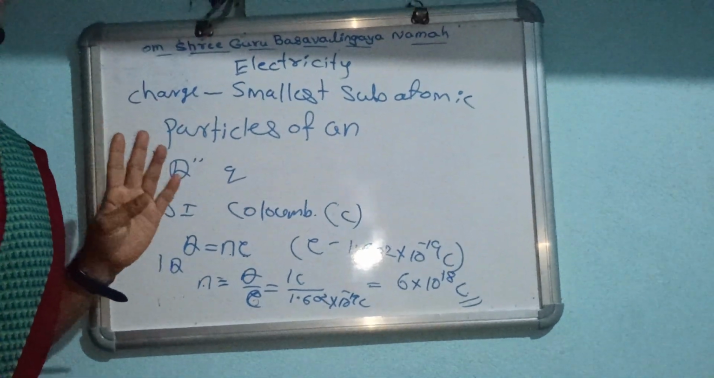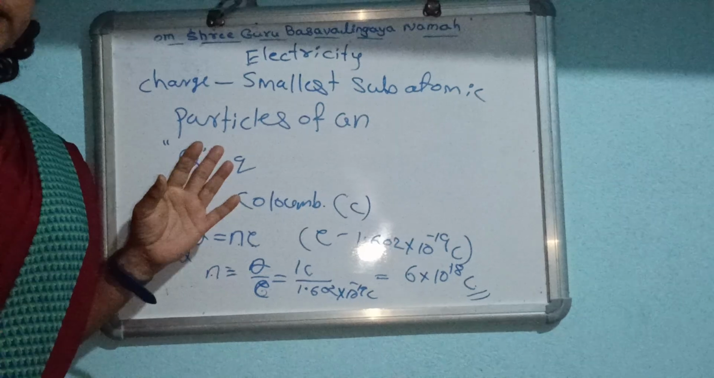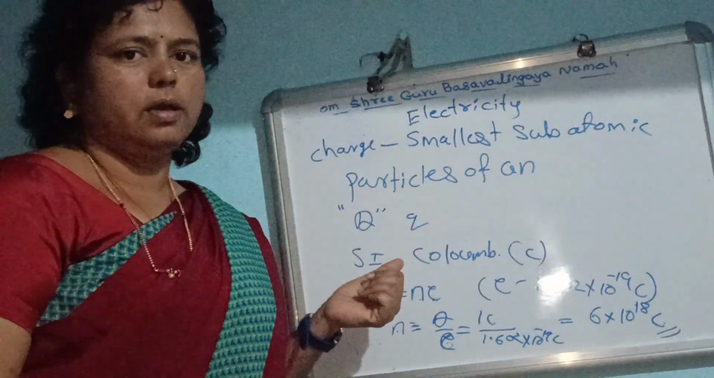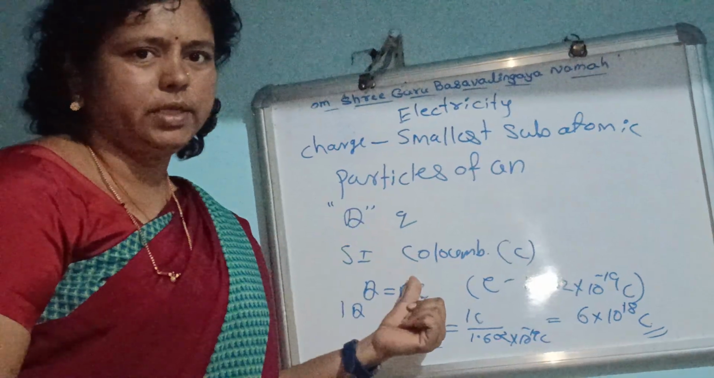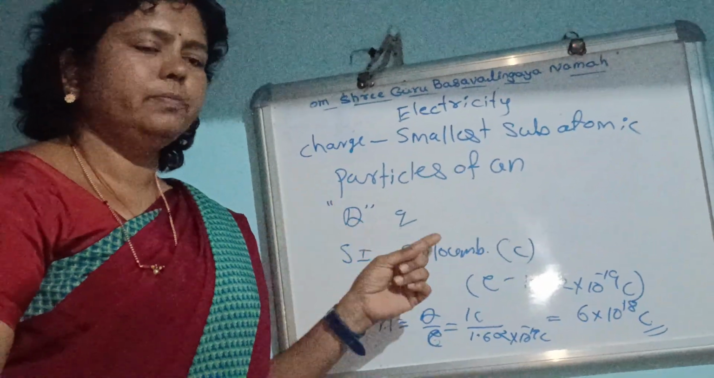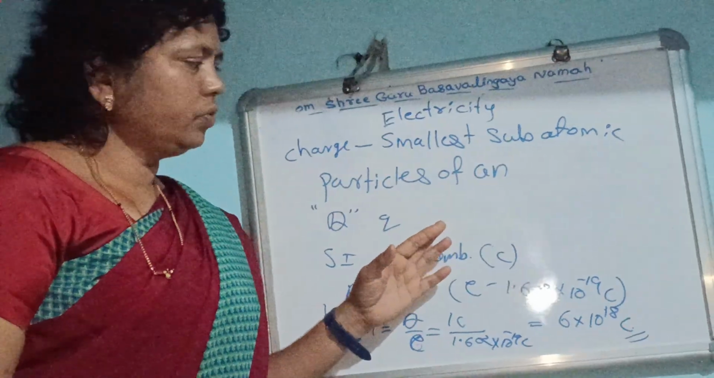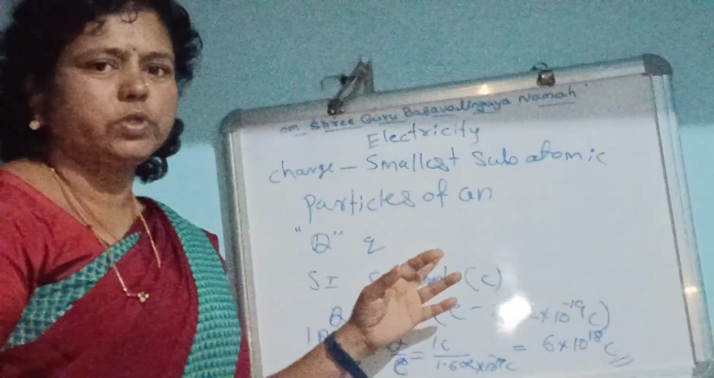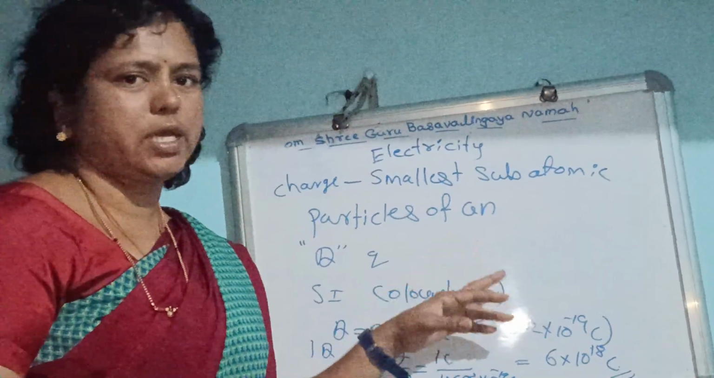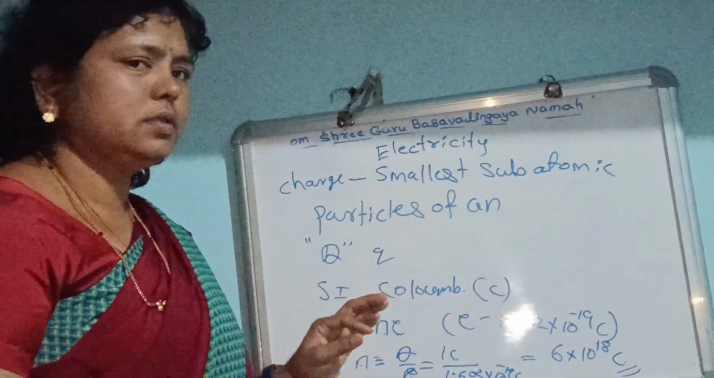There are two types of charges, positive charge and negative charge. Negative charges are the electrons, which revolve around the nucleus in certain permitted orbits. Protons are present in the nucleus of an atom, and neutrons are also in the nucleus. Neutrons have no charge, protons have positive charge, and electrons are negatively charged.